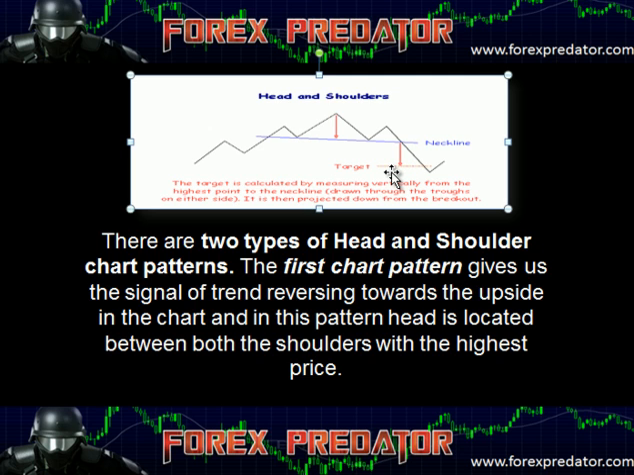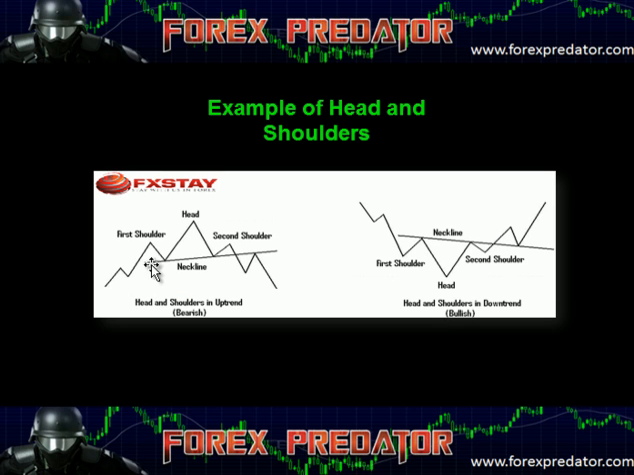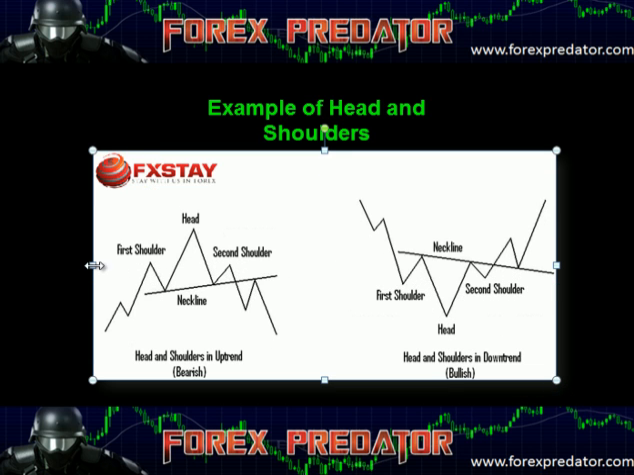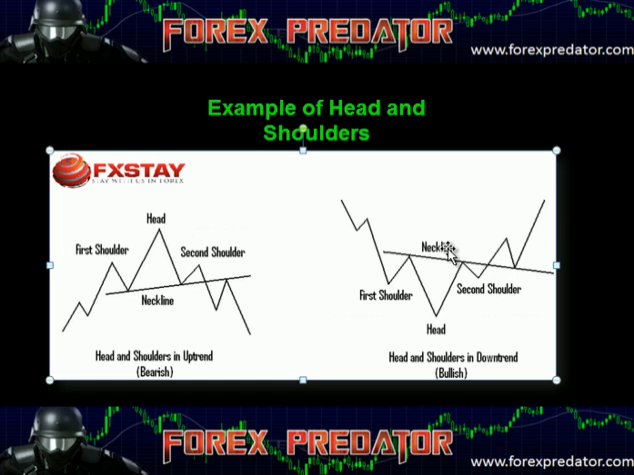So this is a textbook example of the head and shoulders pattern. But if we have a look at this screenshot which I've taken from another website, FX Stay, you can clearly see the head and shoulders pattern that we've got on this side. The shoulder is lower. The neckline doesn't have to be straight, it can be sloping upwards as well, or even slightly to the downside. It all depends on how that price pattern was formed at that particular time.